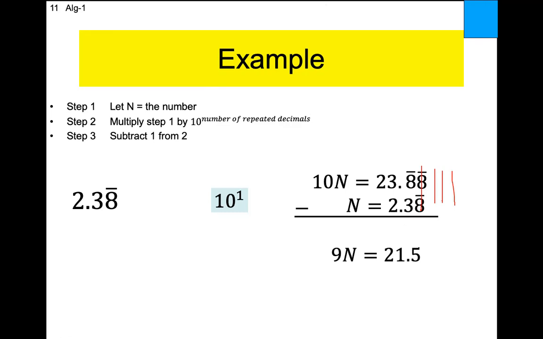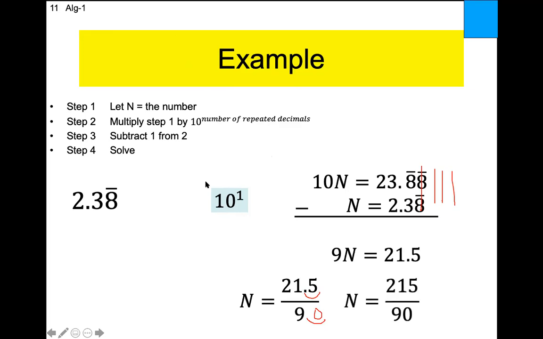Now we solve this equation. It's always going to be the same. You're always going to be dividing by either 9 or 99 or 999. So we take that number, 21.5, and write it over 9. We can't have decimals in the fraction. In order to turn that top number, 21.5, into a whole number, we'd have to move it one place to the right. Whatever you do to the top, you do to the bottom. So we move this over once, and we get 215 over 90. That's what we have to reduce.